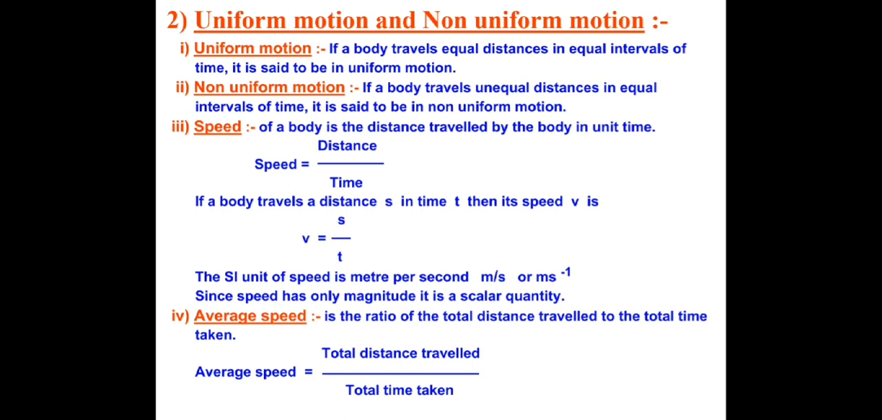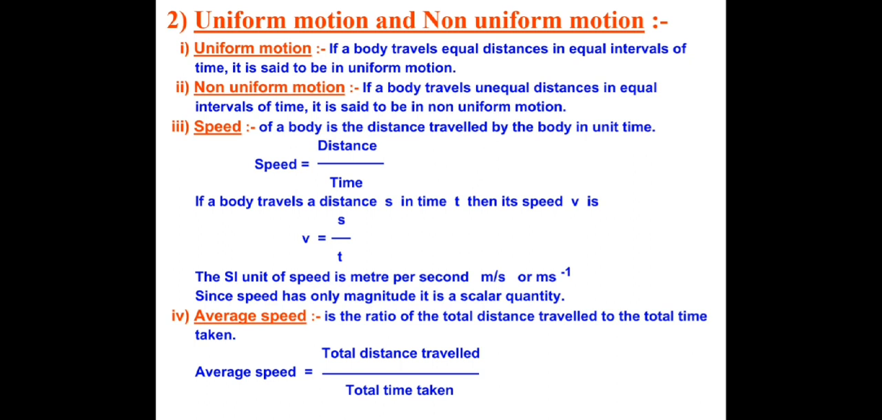The SI unit of speed is meter per second, and since the speed has magnitude, it is a scalar quantity. Here, uniform motion and non-uniform motion: one example I would like to give. Consider an object moving along a straight line. Let it travel 5 meter in the first second, 5 meter more in the next second, 5 meter in the third second, and 5 meter in the fourth second.